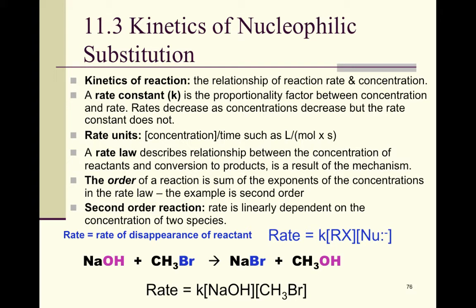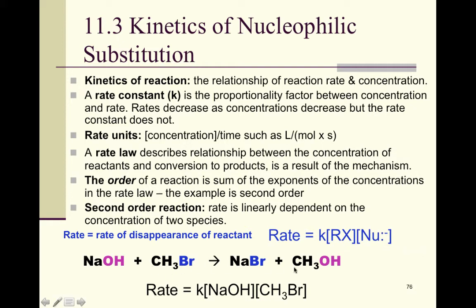This is a result of the mechanism. The order of the reaction is the sum of the exponents of the concentrations in the rate law. The example below is a second-order reaction. In a second-order reaction, the rate is linearly dependent on the concentration of the two species. Rate equals the rate of disappearance of the reactant. Rate equals K times the concentration of RX times the concentration of the nucleophile.